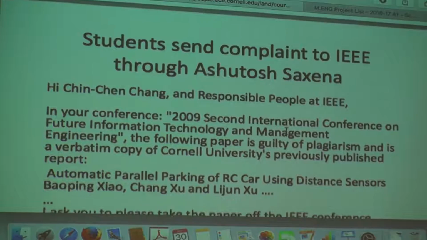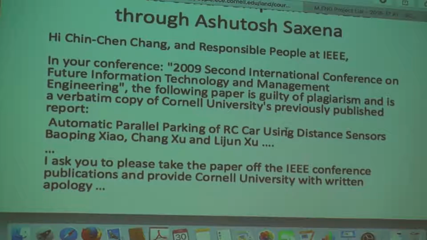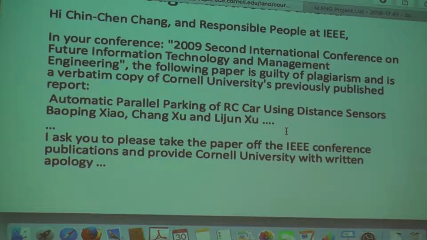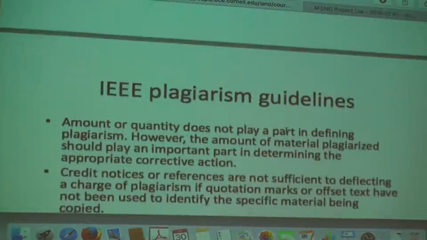So the students sent a complaint to the IEEE, asking them to take the paper off the IEEE conference publications and provide Cornell University with a written apology. And they actually did this. But there are a few steps.